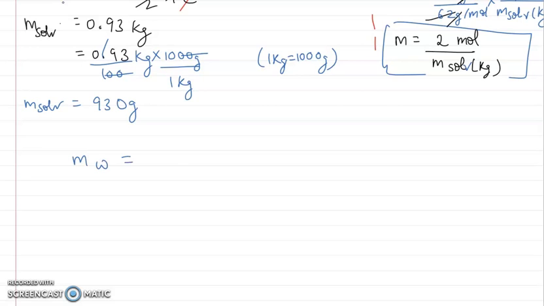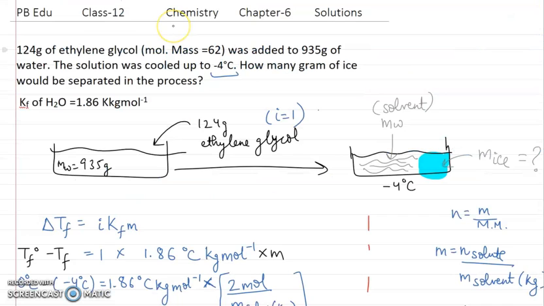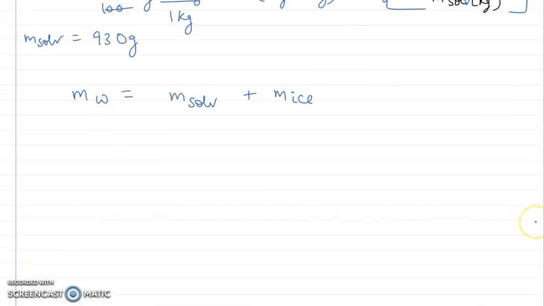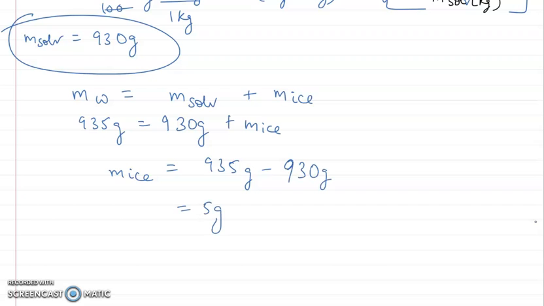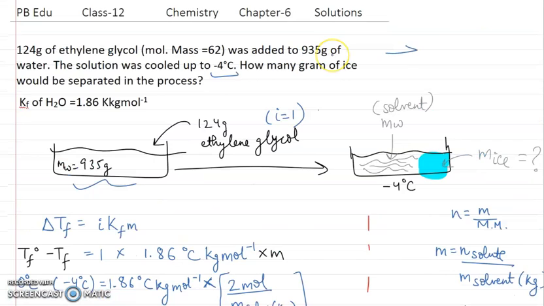Initially there was mass of water, only water was there. After that, the solution was formed in which some of the water was used, and some of the mass of water was converted into ice, and the mass of water initially given is 935 gram. So we would put it here, 935 gram, and mass of solvent is 930 gram, that we have calculated, 930 gram plus mass of ice. So we had to calculate how much water is separated as ice. So it is 935 gram minus 930 gram, and it would be 5 gram. So now we know the answer, that the mass of ice separated is 5 gram. So here the answer is 5 gram.